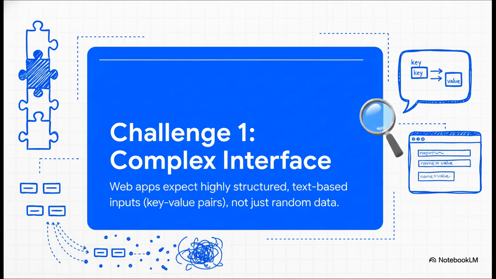So, challenge number one is the interface itself. Think of it this way. A web app is like a very picky person. It doesn't want to hear random gibberish. It expects you to speak its language, a very specific, structured language of key value pairs. Things like username equals Alex or password equals secret. Your typical fuzzer, it just doesn't speak that language.